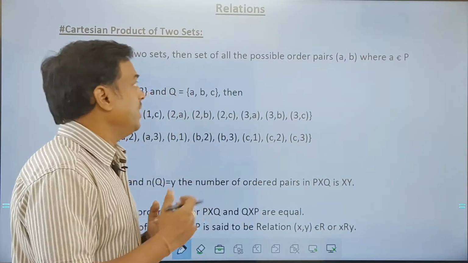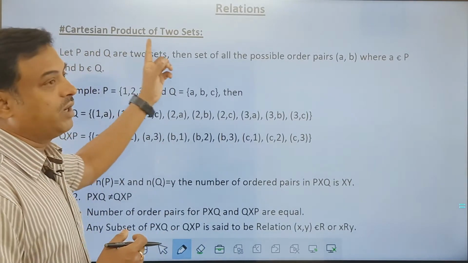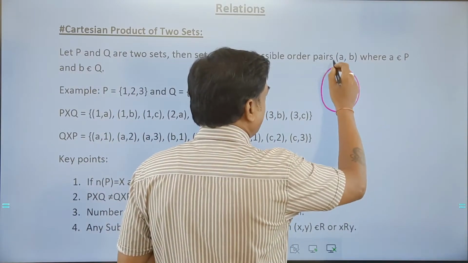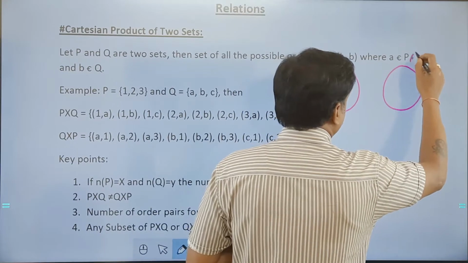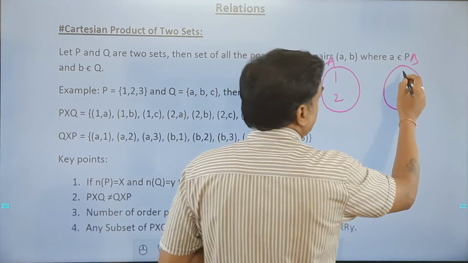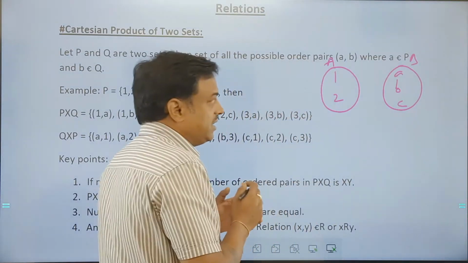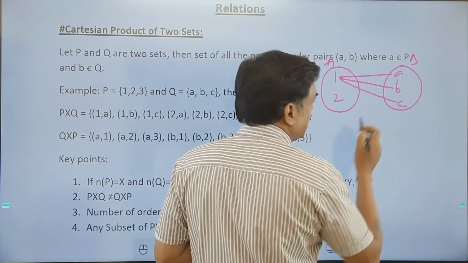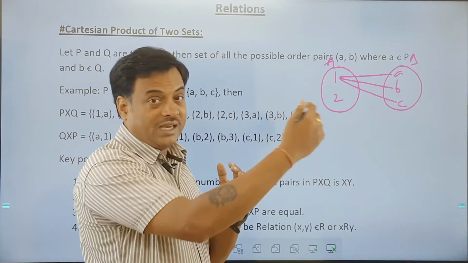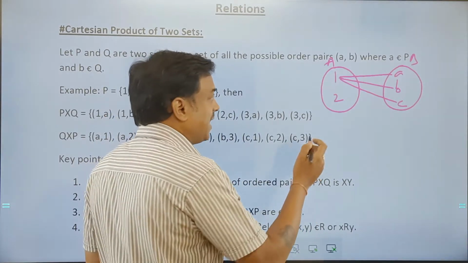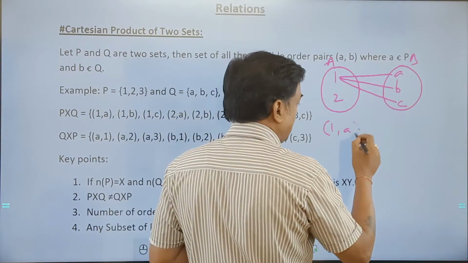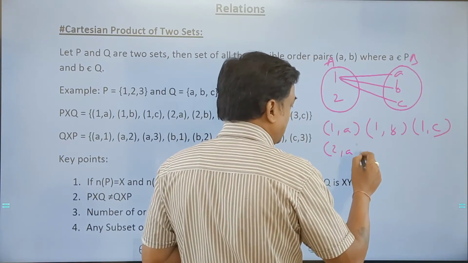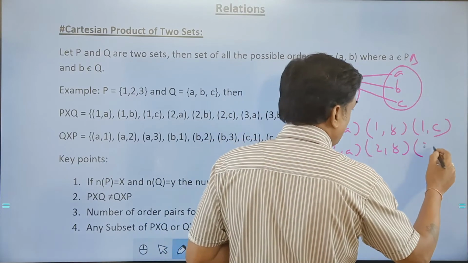Before we know about relations, we need to know what is meant by Cartesian product of two sets. Suppose I have a set A here and a set B here, with elements 1 and 2 here, and A, B and C here. Then I'll be mapping 1 with A, 1 with B, 1 with C. Similarly, I'll also map 2 with A, 2 with B and 2 with C, and I'll write them as ordered pairs: 1 comma A, 1 comma B, 1 comma C, followed by 2 comma A, 2 comma B and 2 comma C.